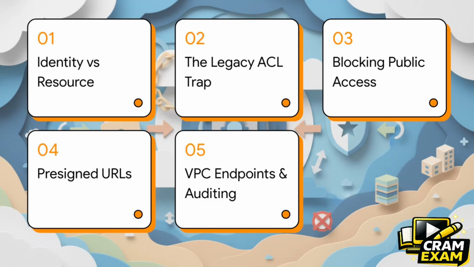Okay, let's dive right into this explainer. I'm going to show you exactly how S3 permissions actually work in a real production environment, so you literally never leak data again. We're going to untangle this roadmap step by step: identity versus resource policies, the legacy ACL trap, blocking public access, presigned URLs and encryption, and finally, VPC endpoints and auditing.